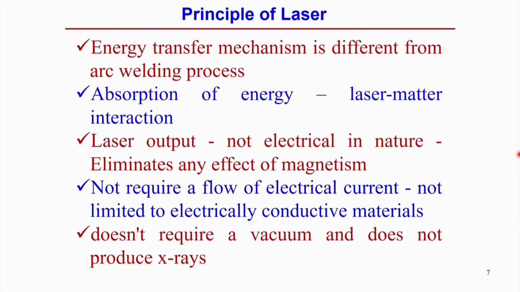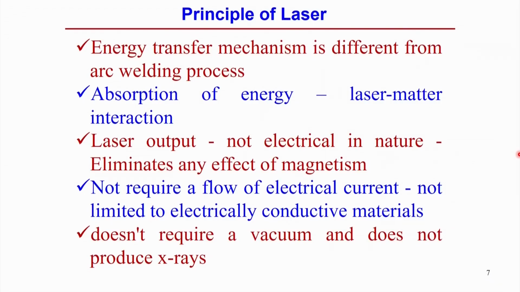So, here the laser does not require any electrical current. That means this laser welding process is not limited to only electrically conductive material. So, that is the beauty or advantage of the laser: it can be used with any kind of material, whether it is electrically conductive or non-conductive. But that limitation does exist in the arc welding process. To create the electric arc, the material should be conductive.